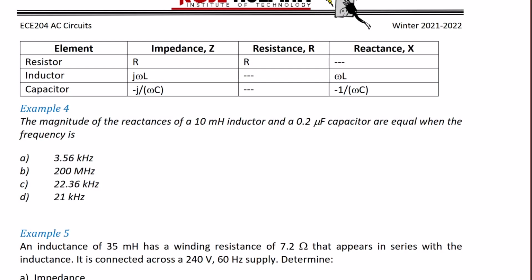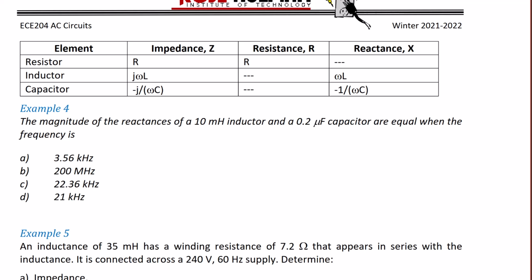So just to summarize, the impedance of a resistor is R, the resistance of a resistor is R, the impedance of an inductor is j omega L, the reactance is omega L, and the impedance of a capacitor is negative j over omega C, and the reactance is negative 1 over omega C.